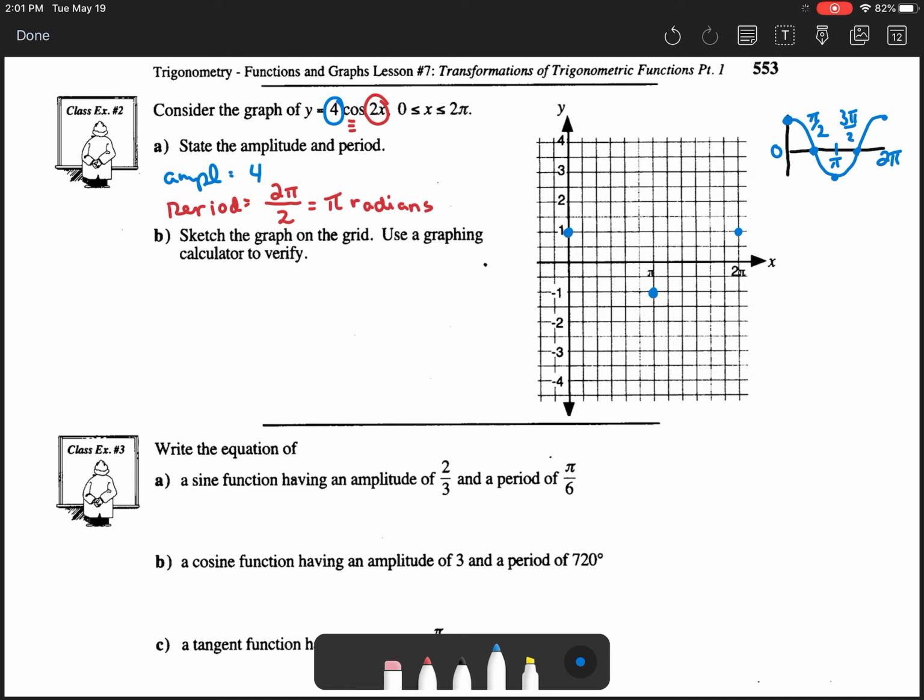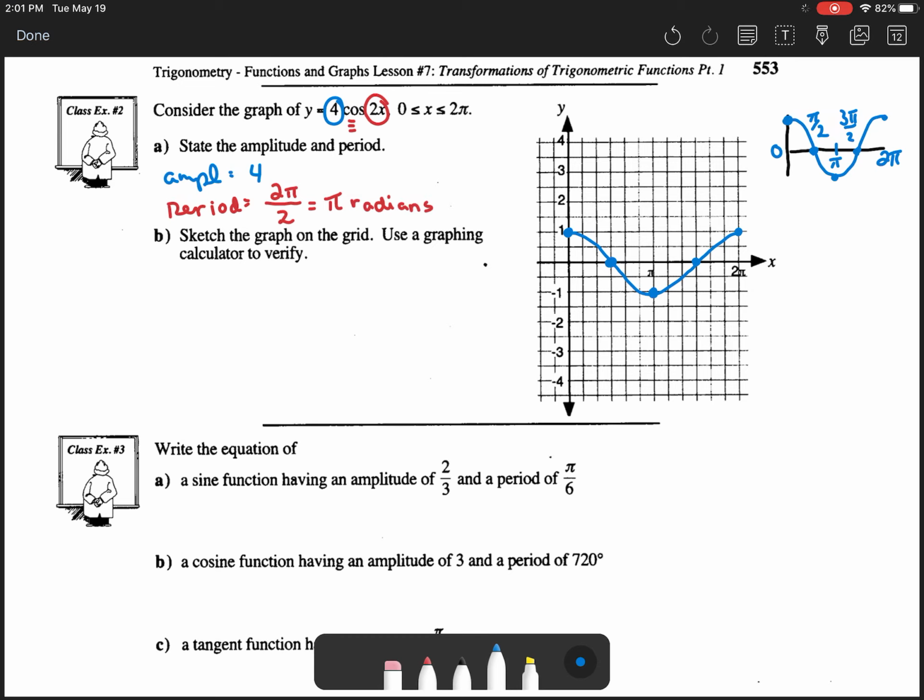So I want to get to 90. So 30, 60, 90, or pi over 2 radians. There's the first x-intercept, and then 270 is right there, or 3 pi over 2. So if I were to graph just good old cos of x, this is what it would look like, okay? So this is the graph that I'm basically going to make the transformations on, or move those points.